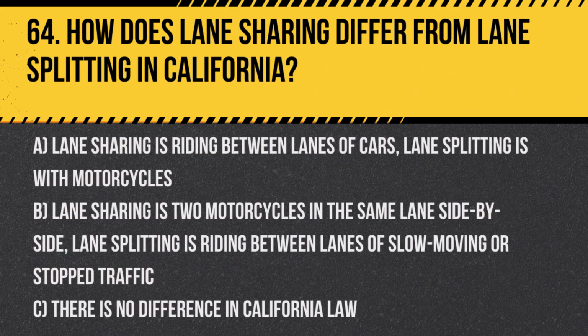Question 64. How does lane sharing differ from lane splitting in California? A. Lane sharing is riding between lanes of cars. Lane splitting is with motorcycles. B. Lane sharing is two motorcycles in the same lane side by side. Lane splitting is riding between lanes of slow-moving or stopped traffic. C. There is no difference in California law. Answer: B. Lane sharing is two motorcycles in the same lane side by side. Lane splitting is riding between lanes of slow-moving or stopped traffic. Understanding this can help motorcyclists navigate traffic safely.